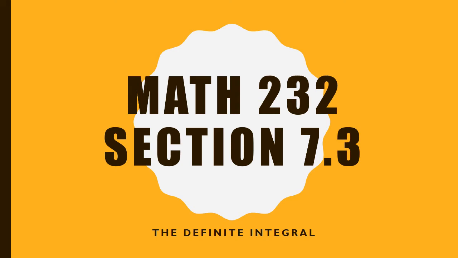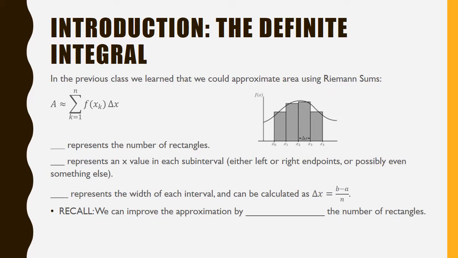Section 7.3, the definite integral. So in the last class we saw that we could approximate area using something called Riemann sums.